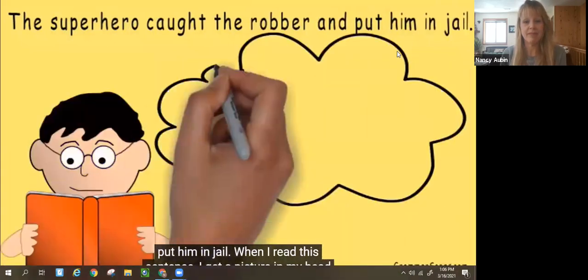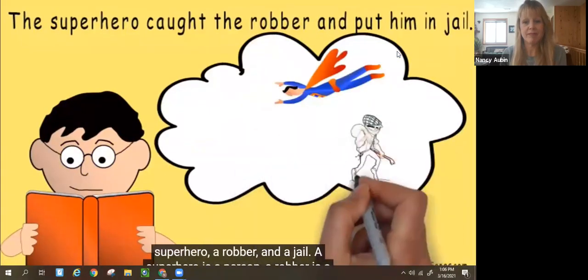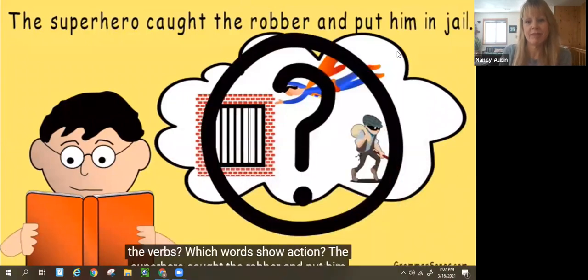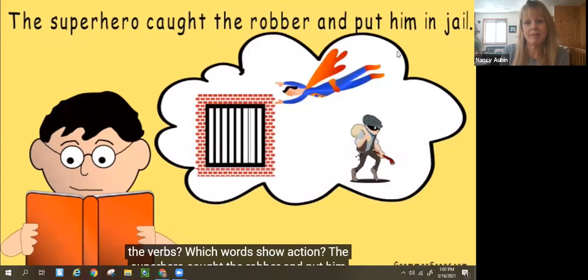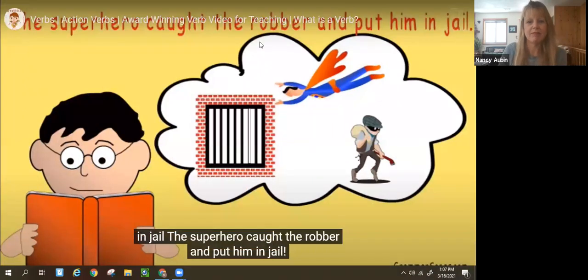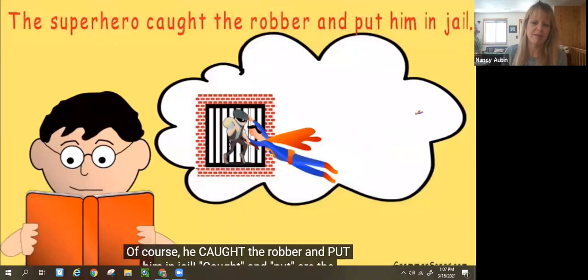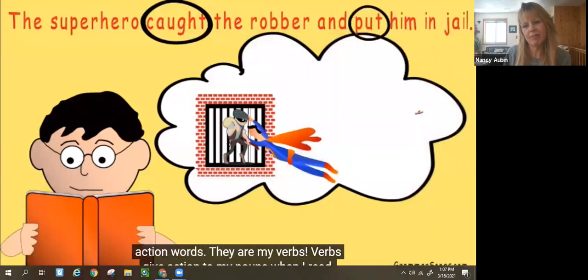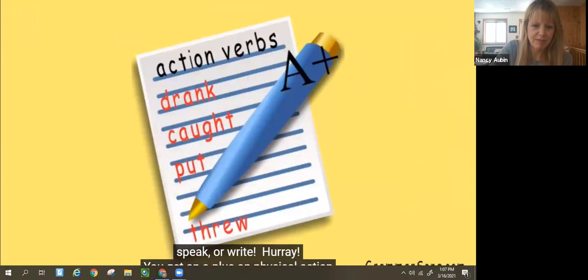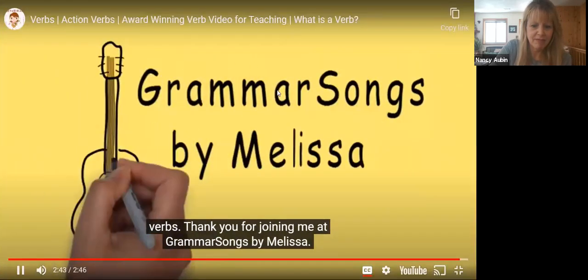When I read this sentence, I get a picture in my head. Superhero, a robber, and a jail. A superhero is a person, a robber is a person, and a jail is a place. So they are the nouns in my sentence. So where are the verbs? Which words show action? The superhero caught the robber and put him in jail. Of course, he caught the robber and put him in jail. Caught and put are the action words. They are my verbs. Verbs give action to my nouns when I read, speak, or write. Hooray! You get an A+ on physical action verbs. Thank you for joining me at Grammar Songs by Melissa.